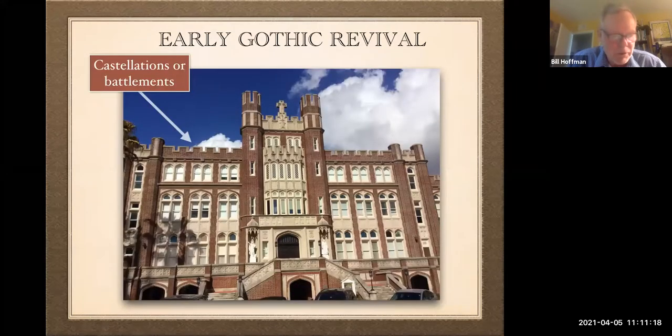Now, sometimes Gothic Revival got very medieval looking. This is the University of Loyola in Chicago, and you can see that the windows are pointed, the pointed arch being the number one characteristic element of Gothic Revival. And this one also has the castellations or battlements, where you could almost picture an archer standing between with the bow and arrow or the crossbow. So this is a very classic early Gothic Revival building.